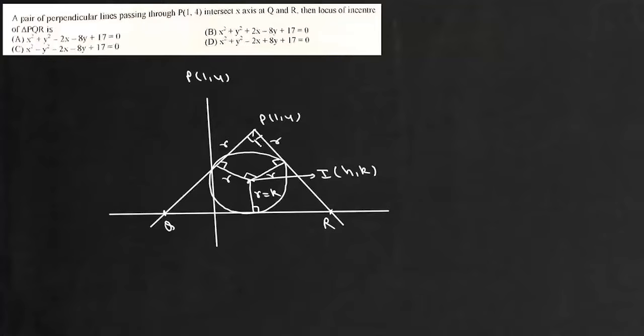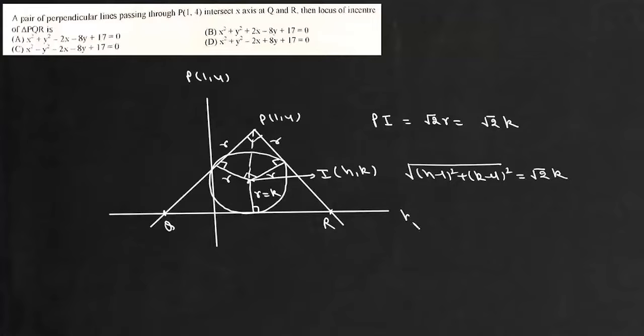And this distance PI is under root of r square plus r square, which is under root 2r, which is root 2k. Now we have P and we have I. We can write this distance PI as under root of (h minus 1) whole square plus (k minus 4) whole square, and it will be equal to root 2k.